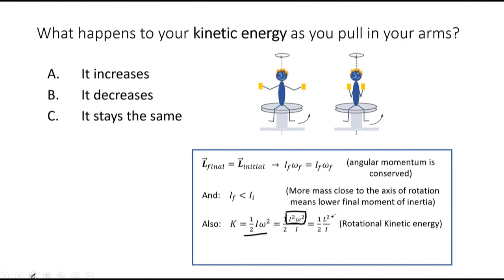And now this is much easier to analyze because we have L staying the same, and I is going to be getting smaller, but it's in the denominator. So we're dividing by something smaller, which means that the kinetic energy is going to be increasing. So I would pick answer A here.